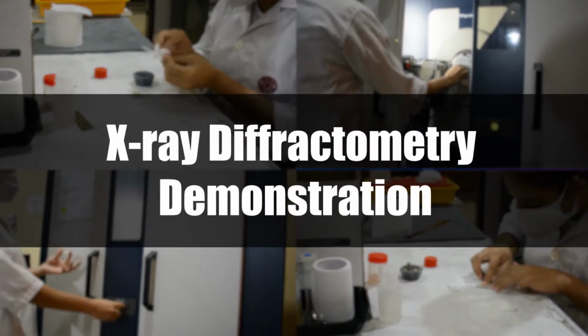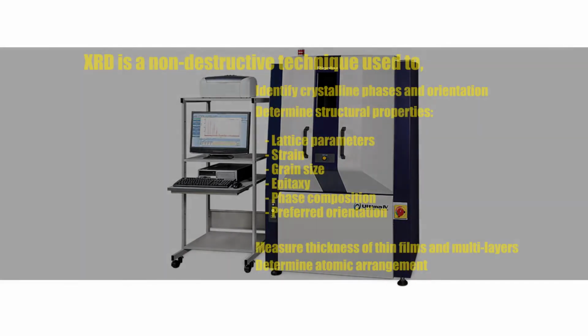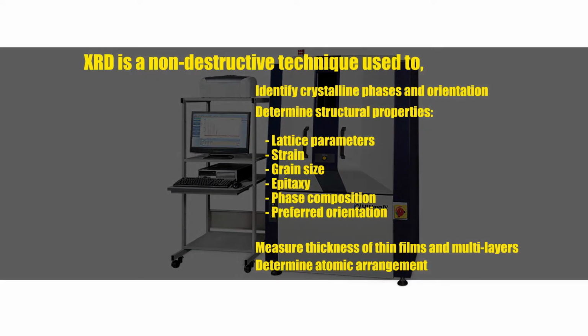X-ray diffractometry demonstration. X-ray powder diffraction is a rapid analytical technique primarily used for phase identification of a crystalline material and can provide information on unit cell dimensions. XRD is a non-destructive technique used to identify crystalline phases and orientation.